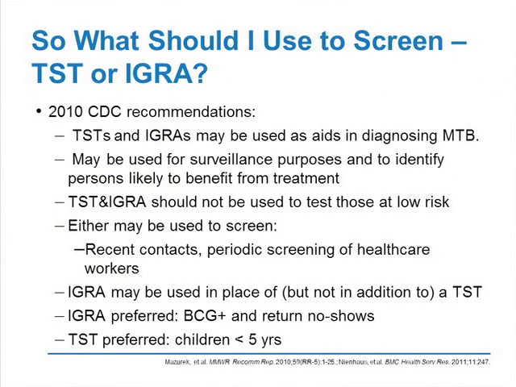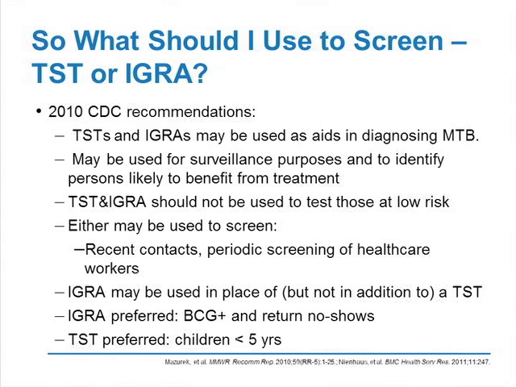The CDC has updated its recommendations in 2010. They are useful aids in diagnosing MTB. They may be used as surveillance tools to identify persons who may benefit from treatment. Both the TST and IGRA should not be used to test patients at low risk. Either can be used to screen either recent contacts or for periodic screening of healthcare workers. It is said that the IGRA may be used in place of the TST, but not in addition to the TST, although there's some debate about that.